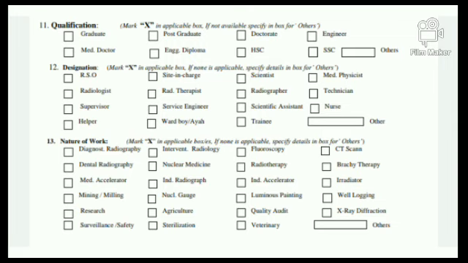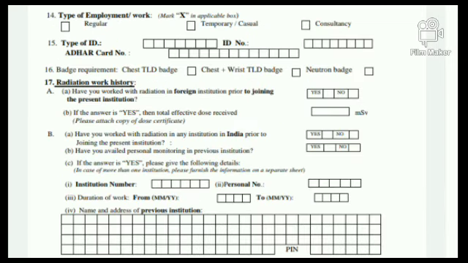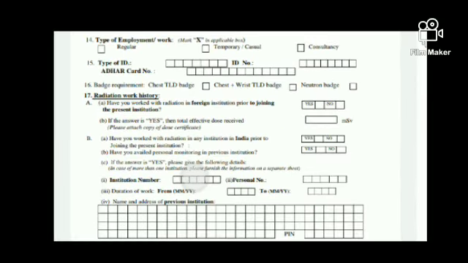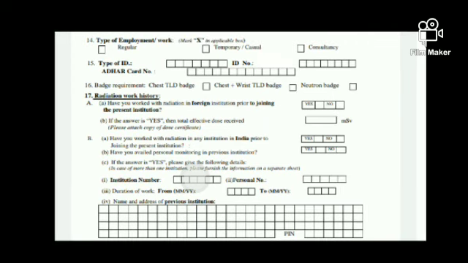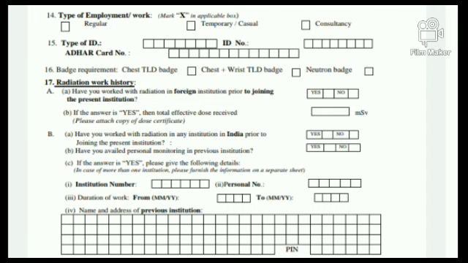Next thing is those who are working in diagnostic level, they only will mention the diagnostic area, and others can mention the areas whatever you are working. So basically the batch we are giving for diagnostic level and nuclear medicine areas and radiotherapy, so you can mark accordingly. Next thing is you are going to mention what type of employee you are, regular, casual, or consultancy, as per your type. Next is you are going to mention the type of TLD. You have to mention the Aadhaar card number if you are having the batch.